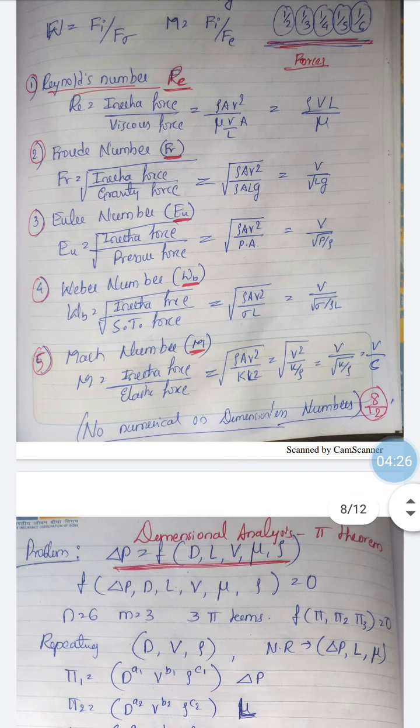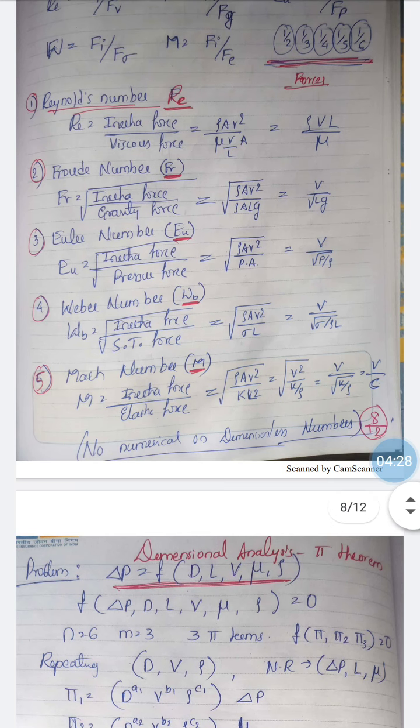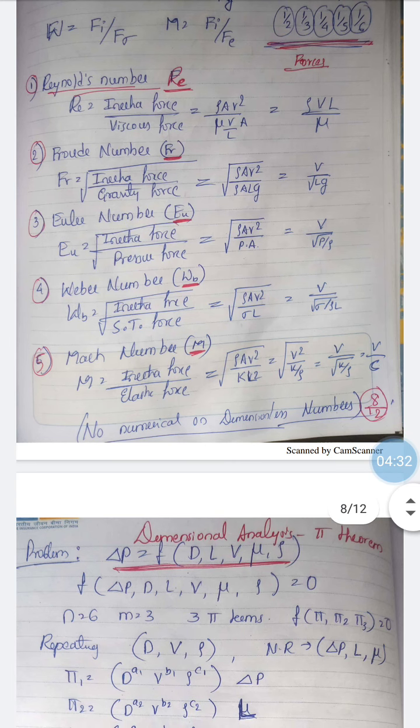Last one, Mach number is the ratio of inertia force to viscous force. Finally, you will get V divided by root of K by rho. Later in unit number 5, we will prove that K by rho is nothing but the velocity of sound. So, it is C. So, Mach number is also known as the ratio of velocity of the object to velocity of sound.